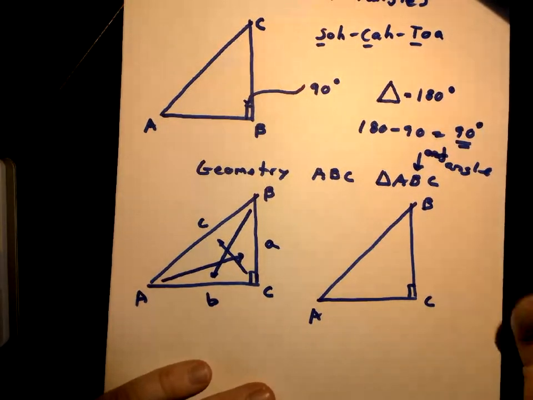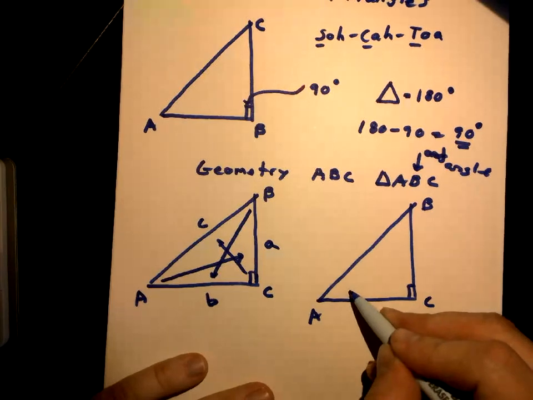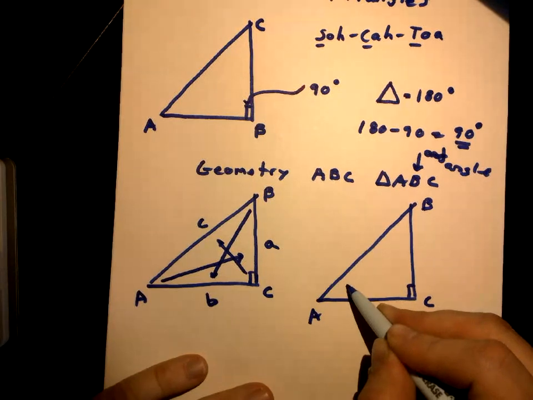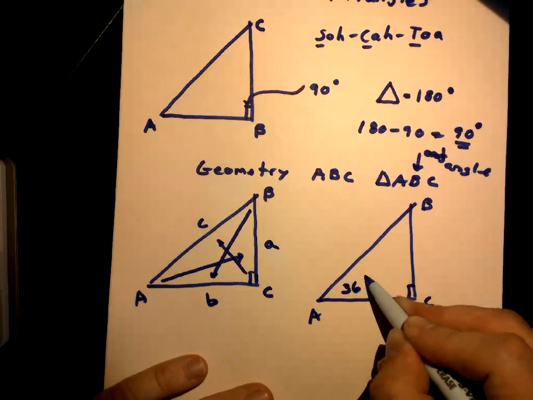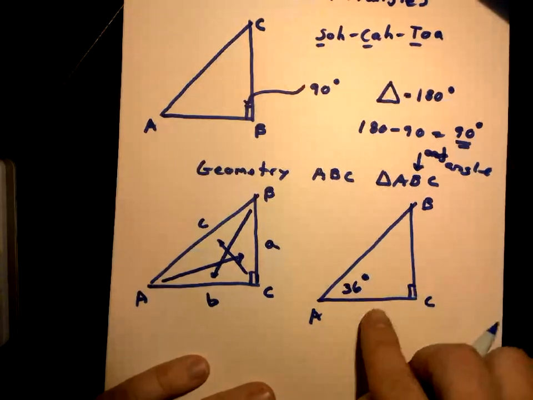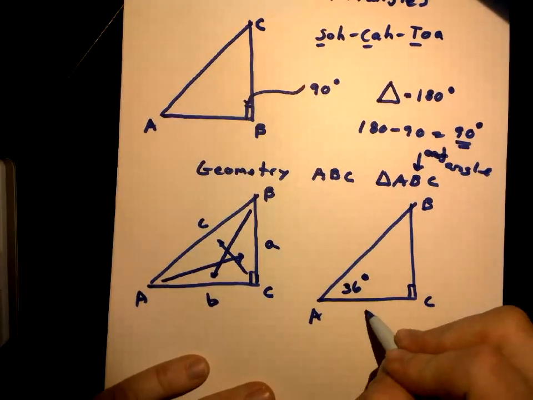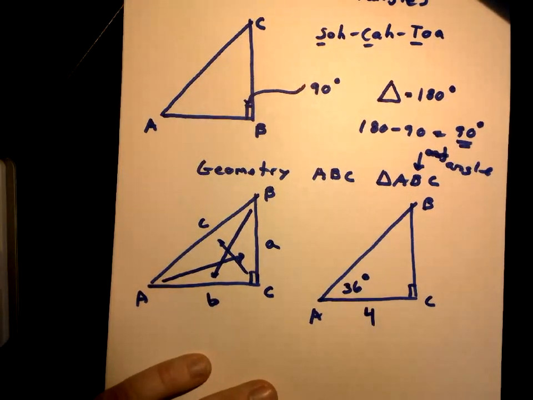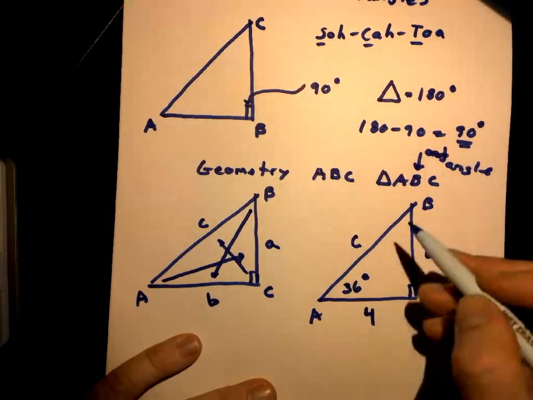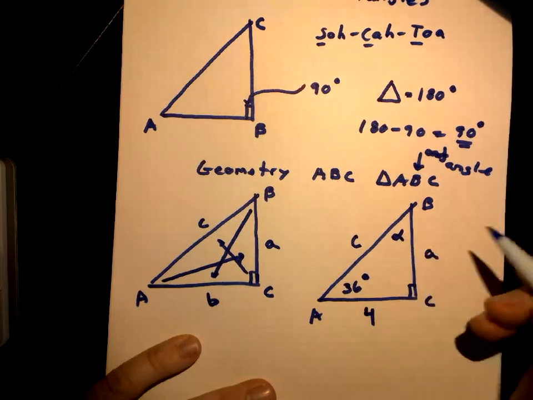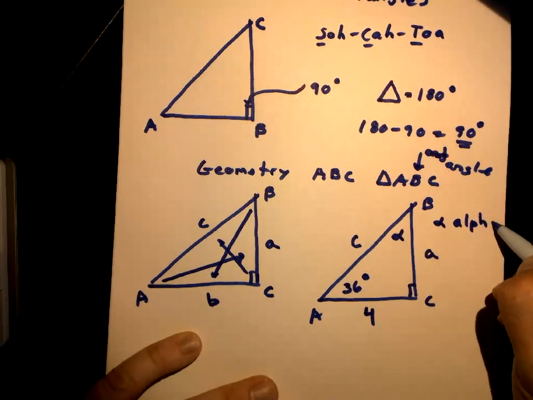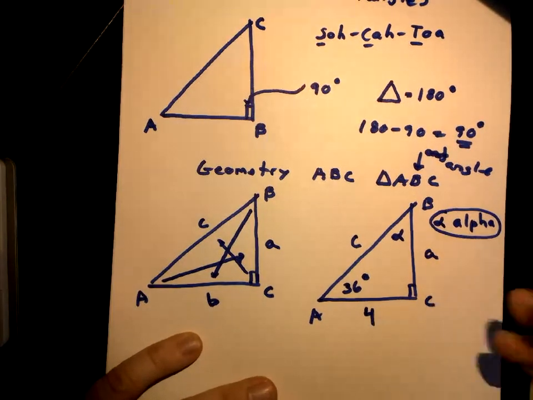Now let's add some numbers here. If this is 90, maybe this angle could be, let's say, 36 degrees. And let's say this side, I'm just making up numbers here, is 4. Your mission is to find this side, this side, and, let's say, that angle. By the way, that little symbol stands for alpha. It's a Greek letter. It just means angle.